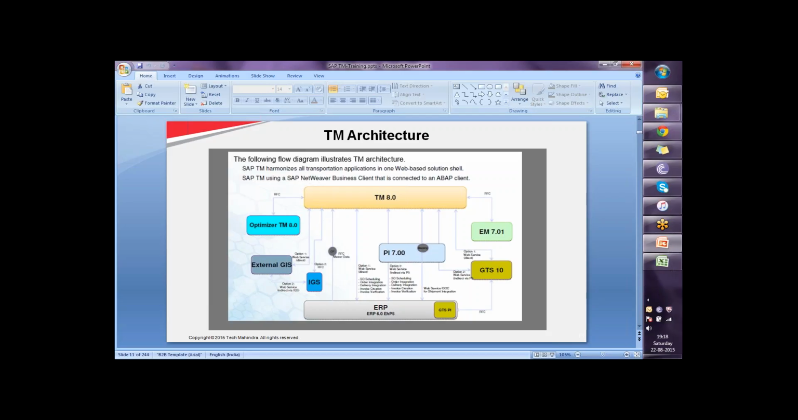integration with IGS, which is a service offered by SAP for map-based planning. We can also do integration with Google Maps or some external OBI maps. For that, we have an external GIS service that can be directly integrated with TM, or that can be integrated with IGS and then used in TM 8.0.